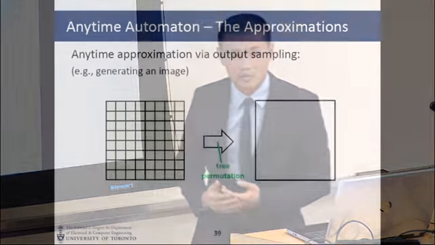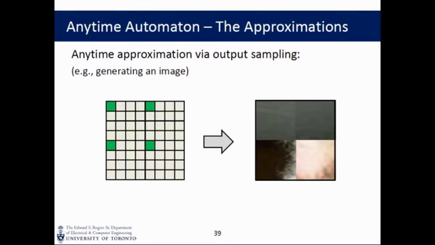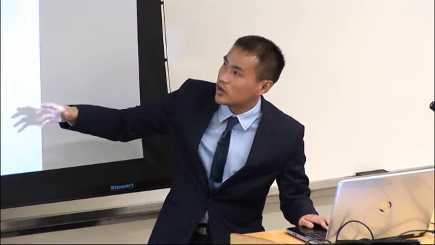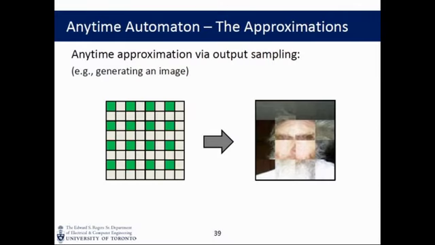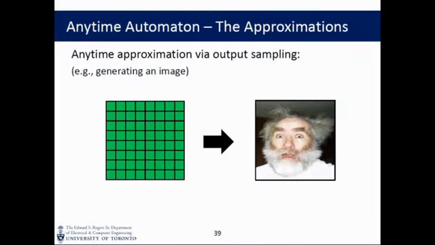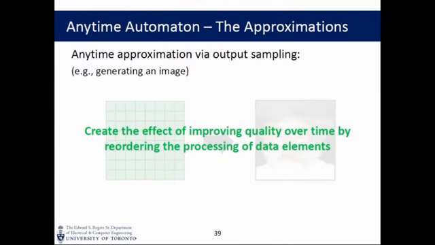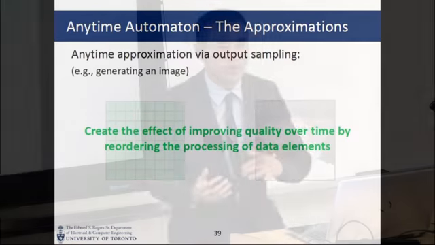However, by simply changing the permutation in the way you compute from your sampling, when you access the first 4 elements with a tree permutation, you get a 2x2 approximation of your output. And when you access the 16 elements, you get a 4x4 approximation, and so on. So you effectively get increasing resolution of your result until you finally get the precise result, and you've never had to do any redundant work. You just changed the ordering in the way you sampled your elements. So the general takeaway is that you could create that effect of improving quality over time by simply reordering the processing of the data elements. That's that notion of temporal context.